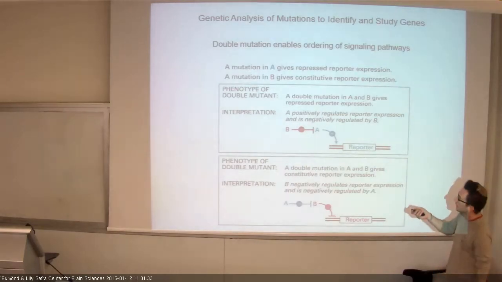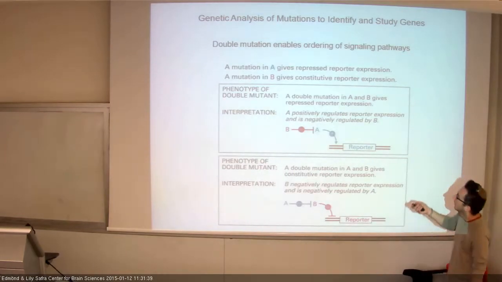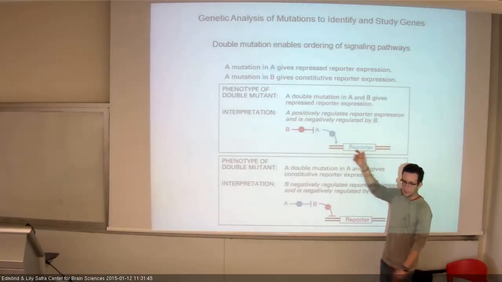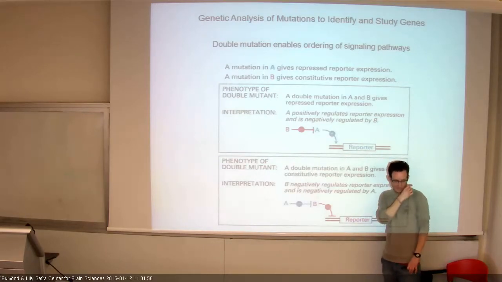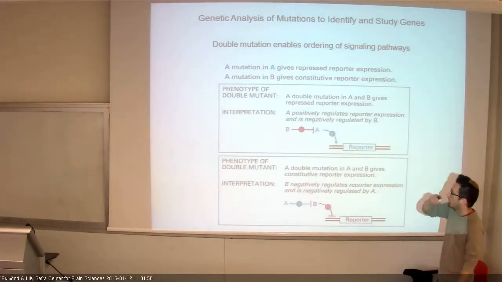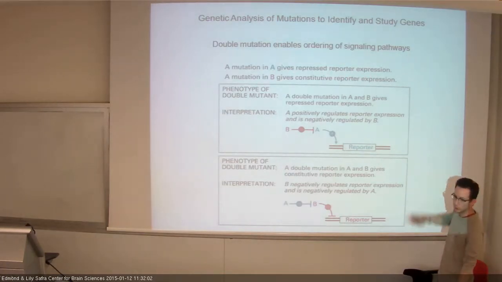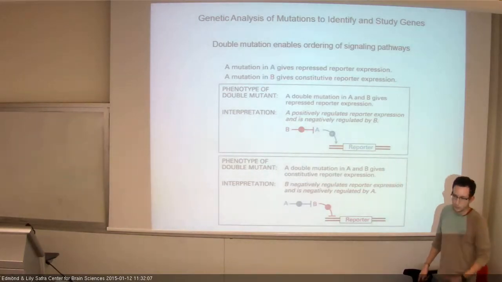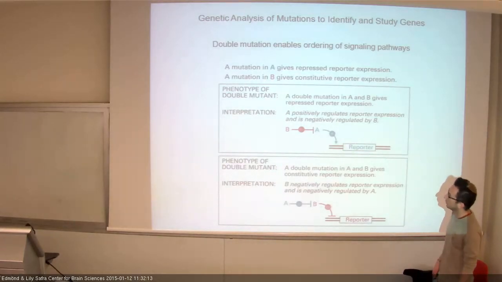So let's assume that we have two genes that we know are members of the same pathway, A and B, and we know that a mutation in A gives repressed reporter expression. The reporter is anything that's as downstream as possible in the pathway, for instance cyclic AMP, if we're talking about Kandel's paper or other pathways that were mentioned. So mutations in A give repressed reporter expression, less cyclic AMP levels. Mutation in B gives constitutive reporter expression. It's easy to find two components that have these two opposing effects on the pathway.